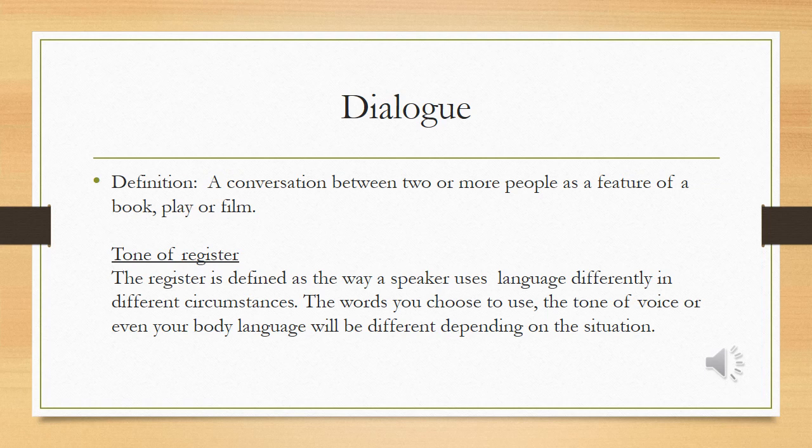The first one, dialogue. Definition: a conversation between two or more people as a feature of a book, play, or film. When you open your small purple reader in the back, you will see there's a play called Romeo and Juliet. We will read this play during term 4. Please look at the format.